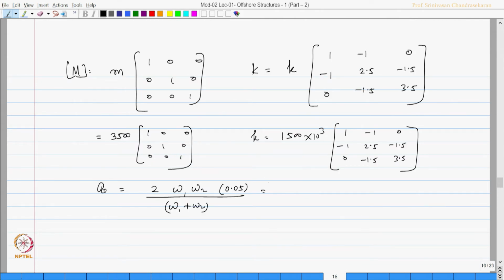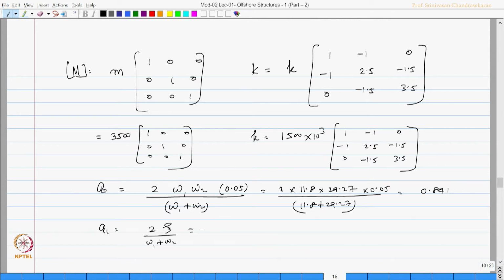Which is going to be 2 into 11.8 into 29.27 into 0.05 divided by 11.8 plus 29.27, which gives me A 0 as 0.841. Similarly, A 1 is 2 zeta by omega 1 plus omega 2, 2 into 0.05 divided by 11.8 plus 29.27, which is 0.0024.